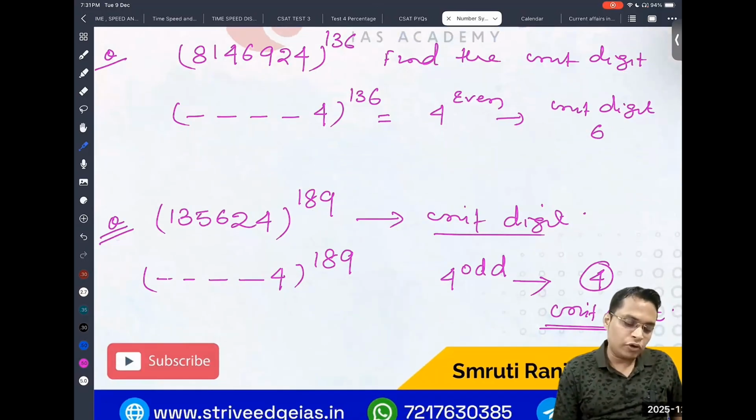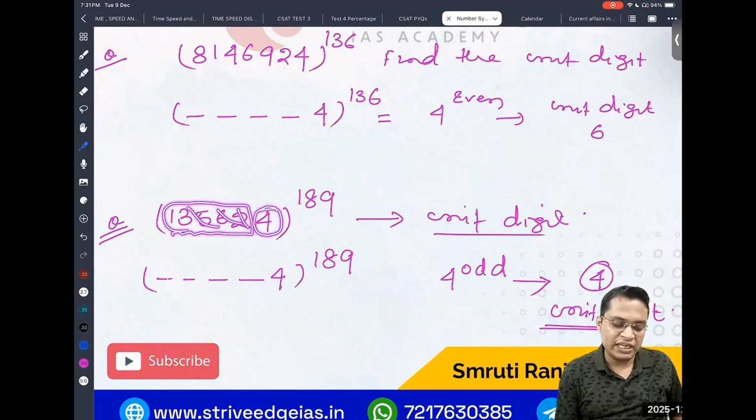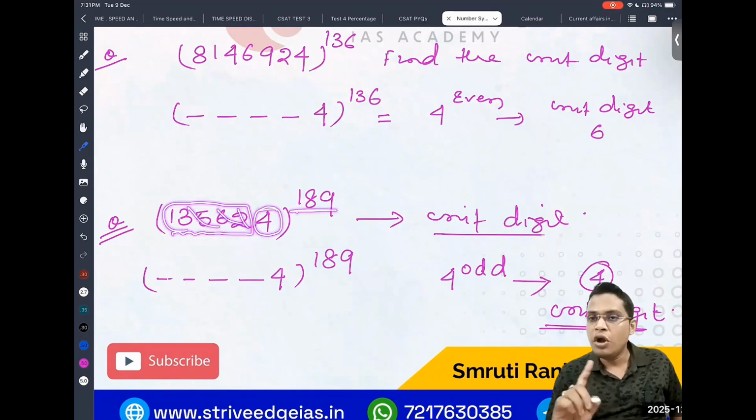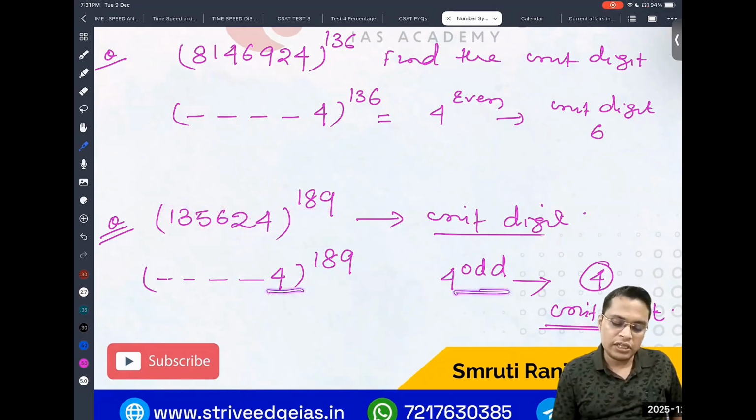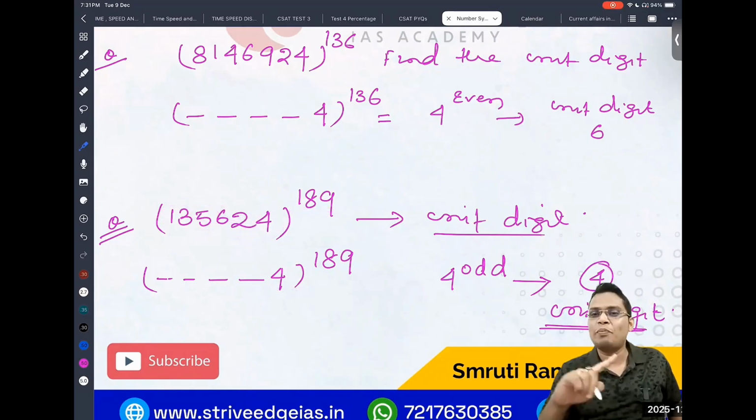Chaliye. So next important question, it is given a big number. We are not concerned about this number. We are only concerned about unit digit. So unit digit power is odd number. So if it is odd, then unit digit is 4. So it is quite easy as compared to 2 and 3.